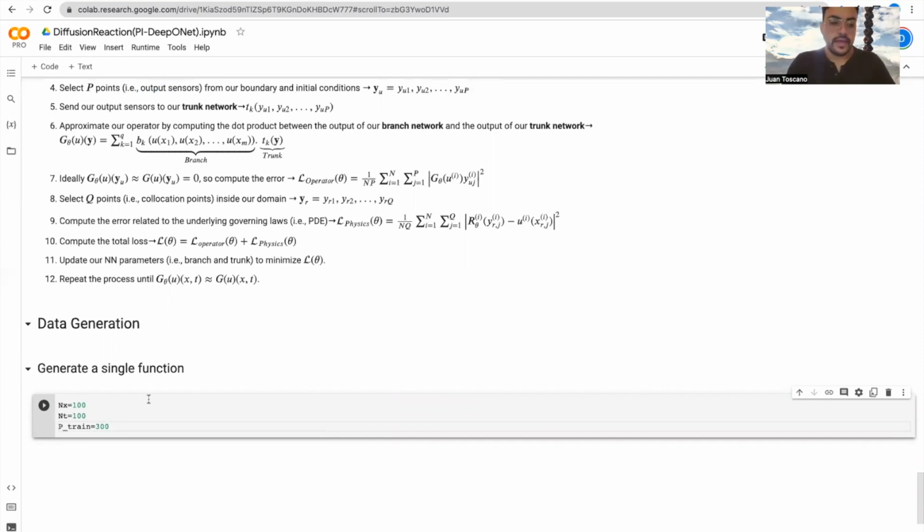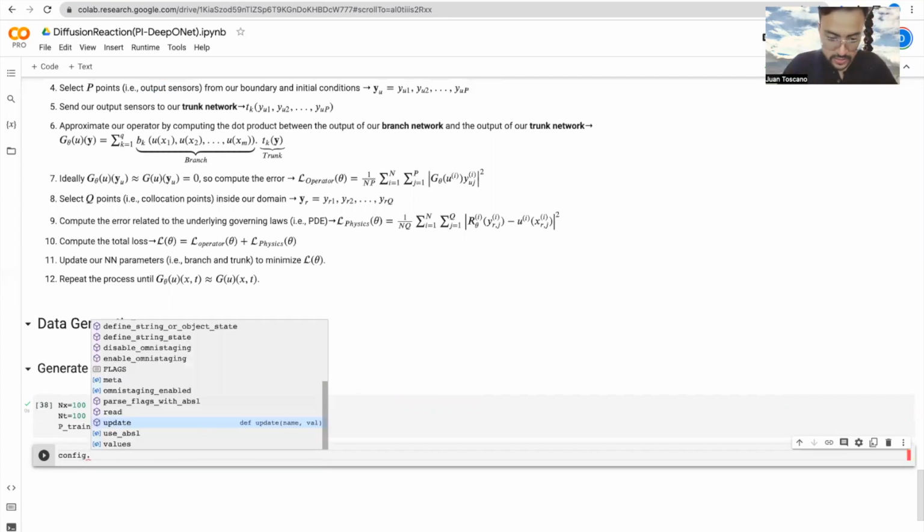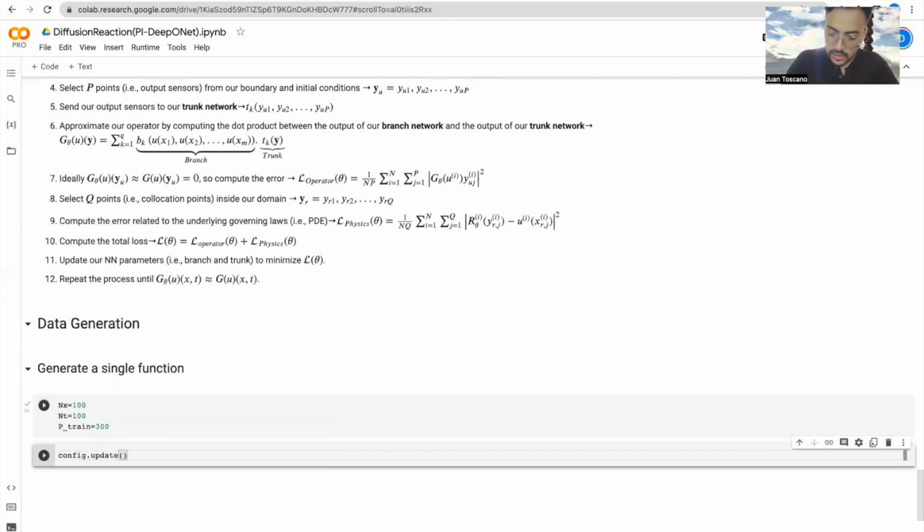Nice. Now, before generating the data, let's enable double precision. You can see that this is pretty straightforward here in JAX. So it would be jax.config.update, jax_enable_x64, True, and we're good.